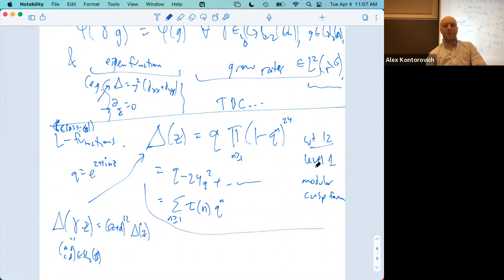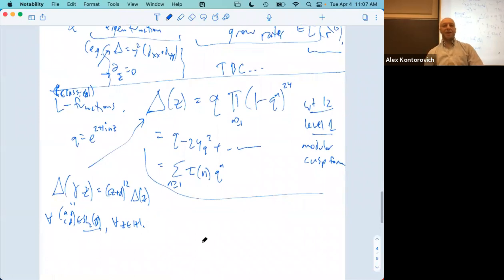So that's the weight 12. Level 1 is that this holds for all of these and for all z in the upper half plane. We have this formula. Okay, how do we attach an L-function?